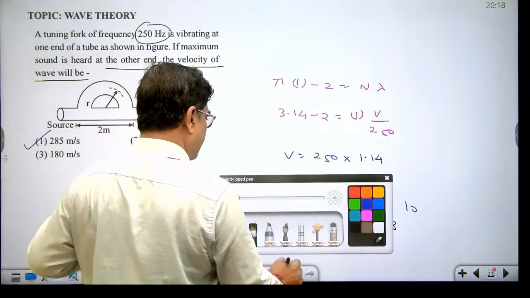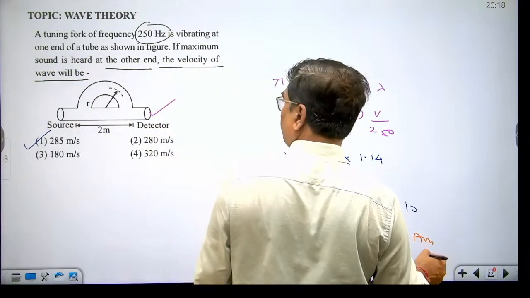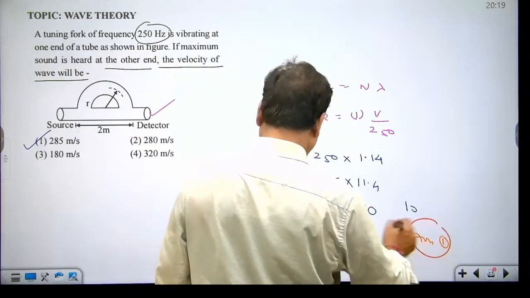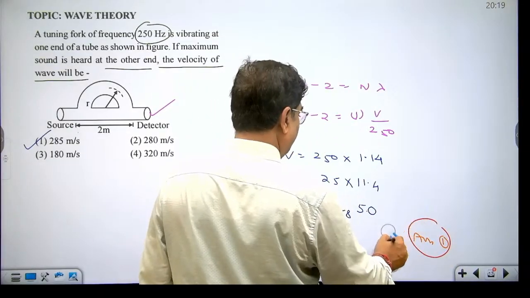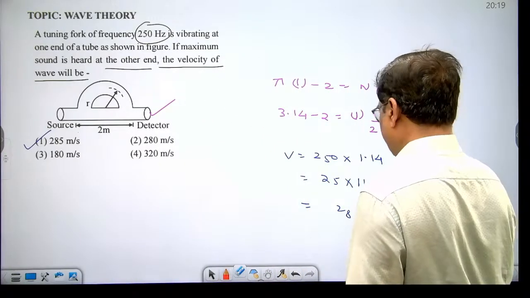Sometimes answers remain very close, so you have to do it very carefully. So out of 4 choices, the correct answer is option 1. Option 1 is the correct answer.